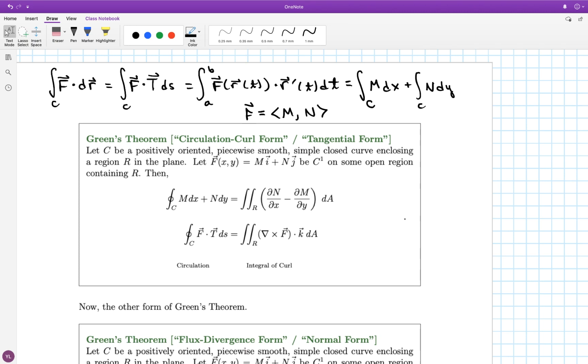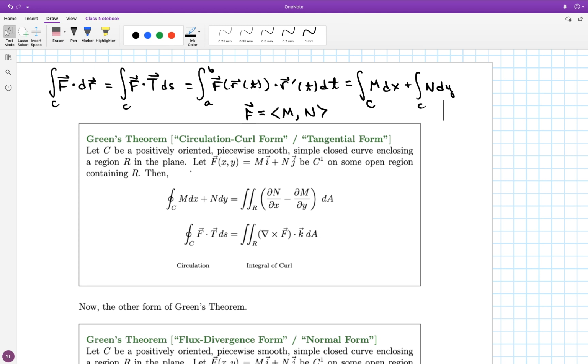So in the last video, I computed two different integrals involving a vector field and a region with boundary C. On one hand, I computed this difference of partial derivatives of the vector field's component functions across the region. And on the other hand, I computed a line integral of the vector field along the boundary of that region.